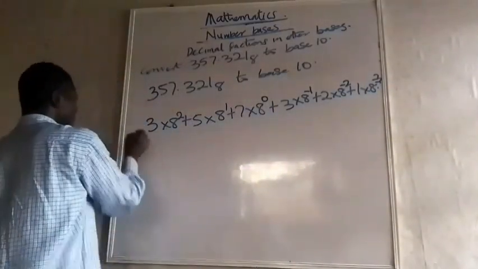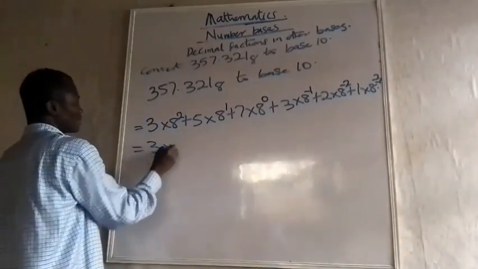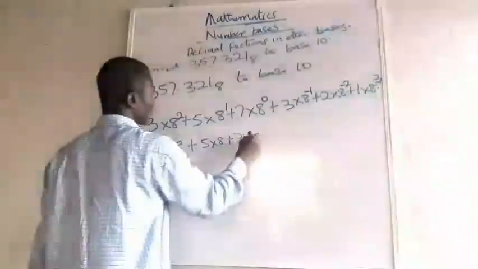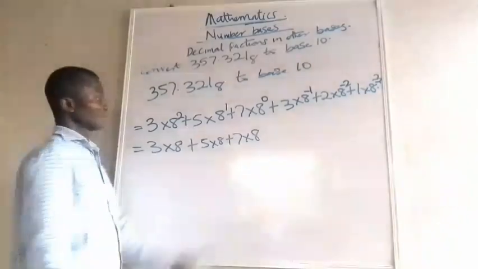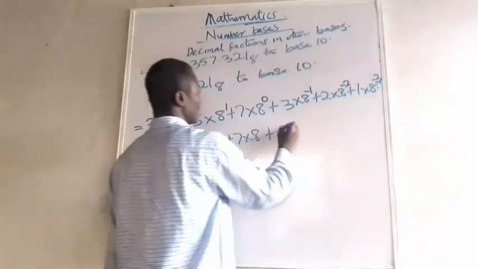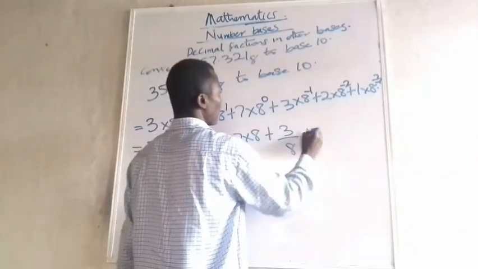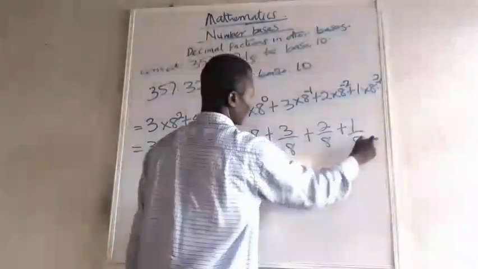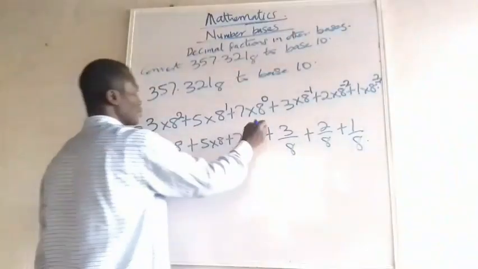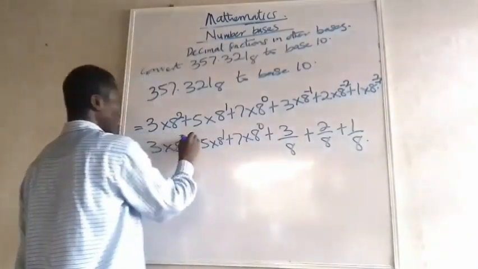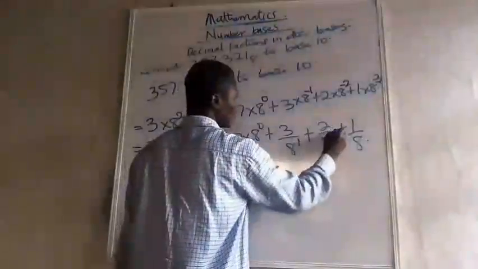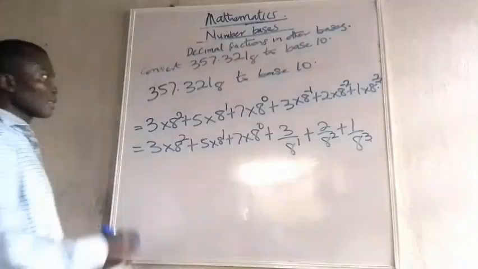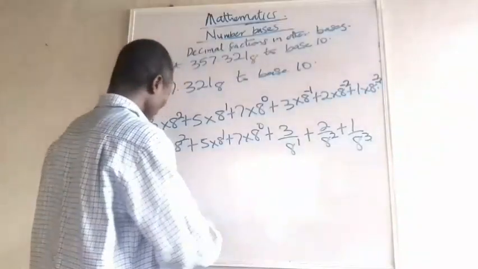Another way you can write it is this. 3 times 8 plus 5 times 8 plus 7 times 8. So, you now make it like this: 3 divided by 8 plus 2 divided by 8 plus 1 divided by 8. So you can see now, we are going to have 0 here, 1, 2. We are going to have 1, 2, and 3. So, with this arrangement, you can easily do your work straightforward.